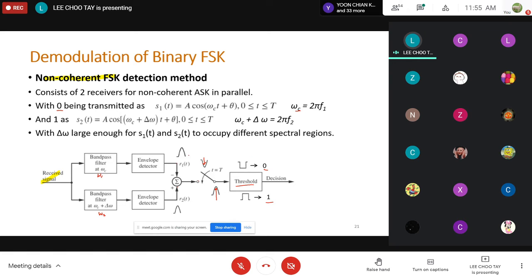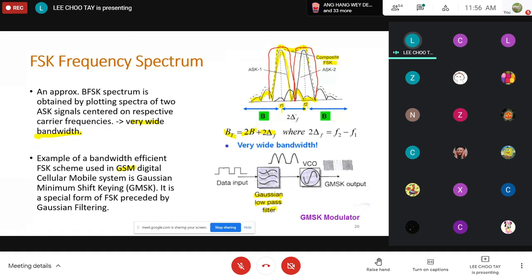Using the non-coherent detection method, I use 2 bandpass filters followed by envelope detectors. So again, this is possible when we have enough frequency separation, when your delta F is big enough, as I mentioned here, so that my filter can filter nicely.